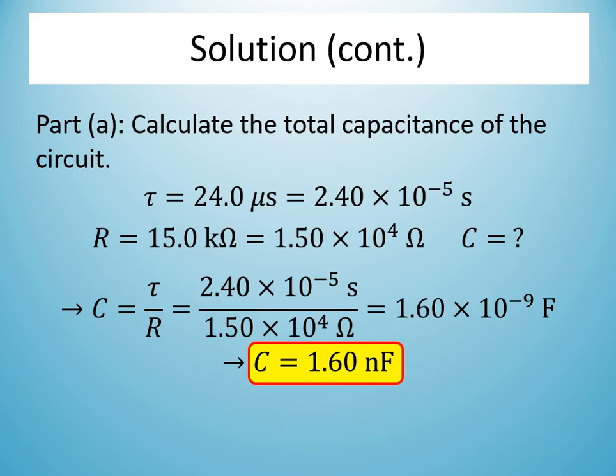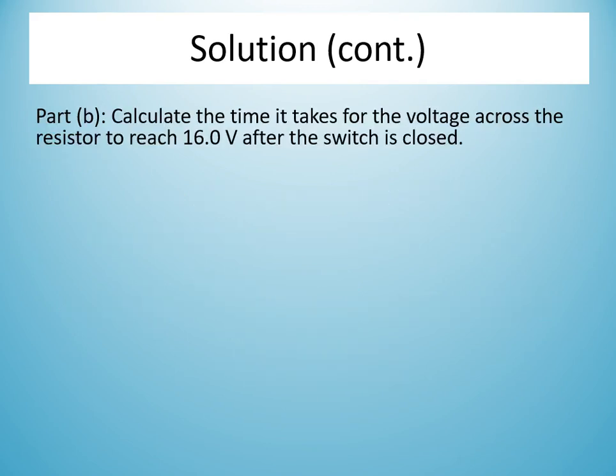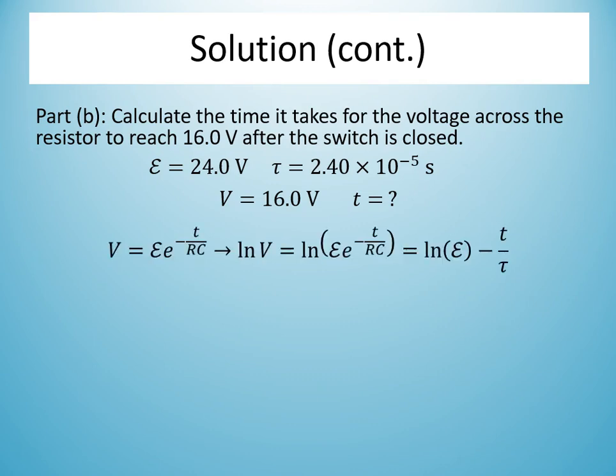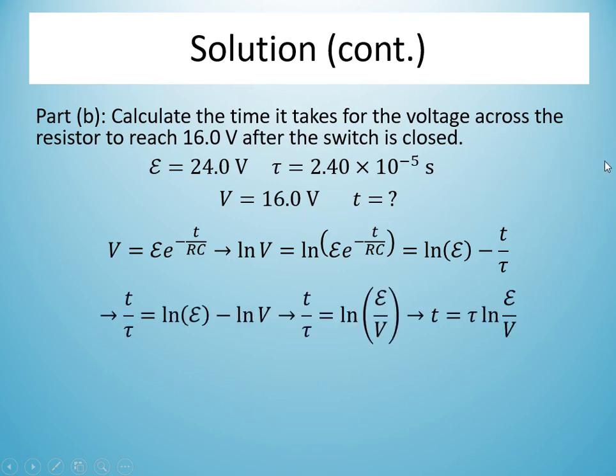So there's our answer. What about the time it takes for the voltage across the resistor to reach 16 volts after the switch is closed? Well, we have our time constant, we have our voltage, and we have our EMF of 24 volts. So there's our equation that we just derived for V. We're going to take the natural log of both sides of that, and after a little bit of algebra, we get that the time is going to be equal to the time constant times the natural log of the EMF divided by V. So again, just using some rules of logarithms is how we got that.